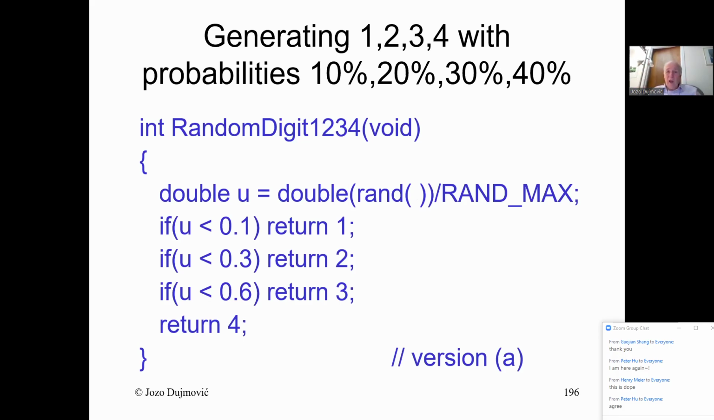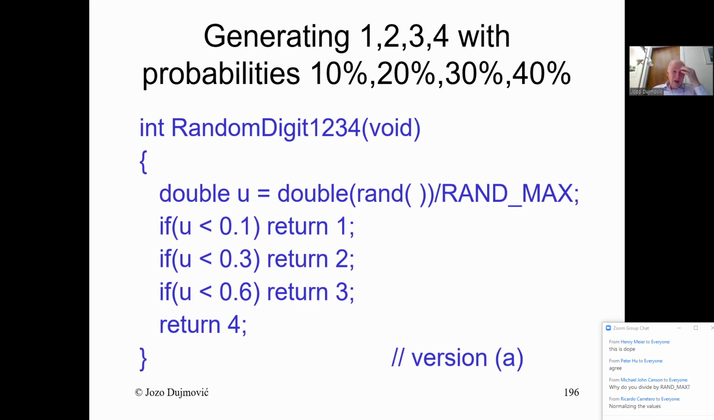Since the value is uniformly distributed, with 10% probability this uniform random number is less than 0.1. So if u is less than 0.1, I'm going to return 1, and this happens in 10% of cases. In 20% of cases, this number will be between 0.1 and 0.3, so 0.2 is the difference. In 20% of cases, I'm going to return 2. So if u is less than 0.3, return 2.